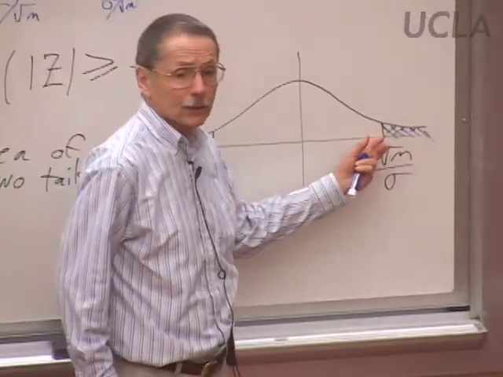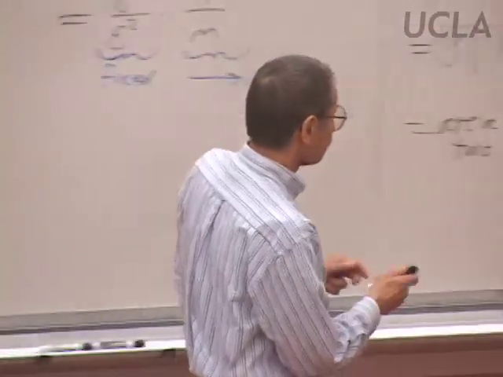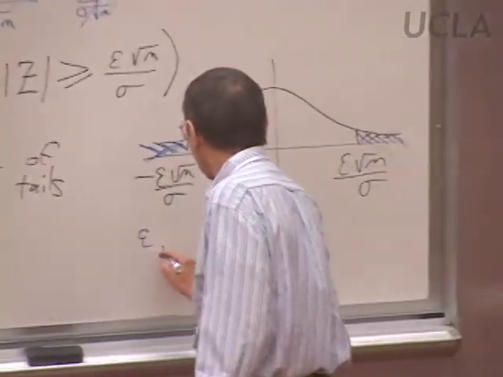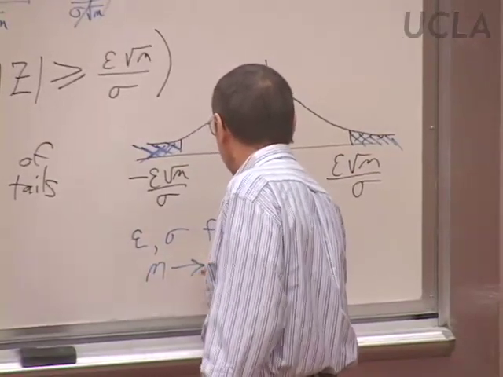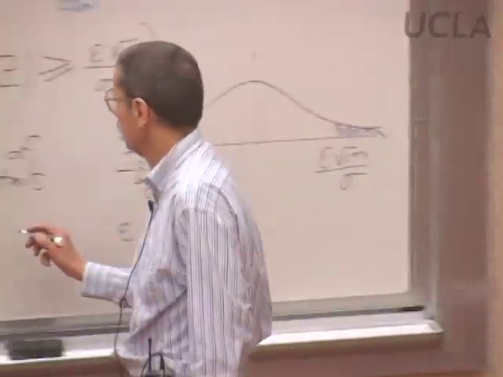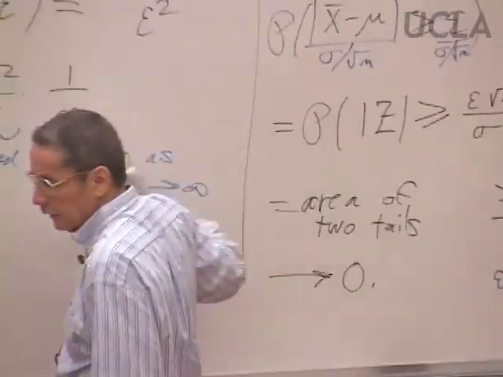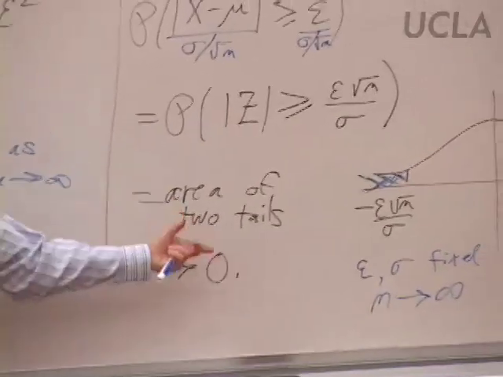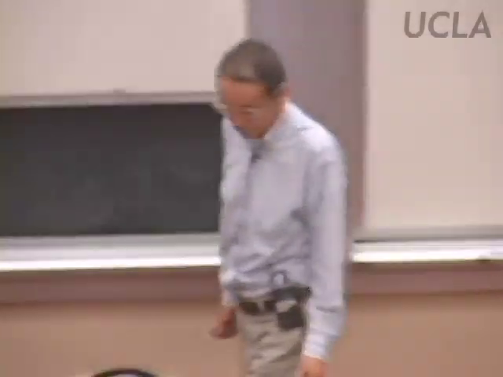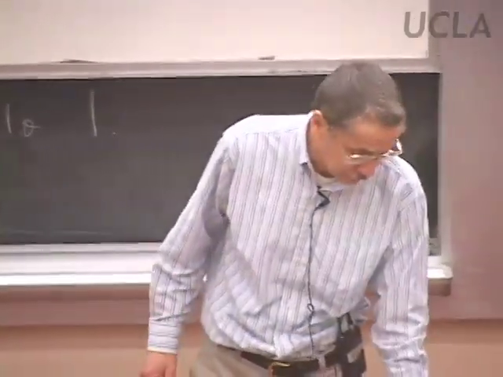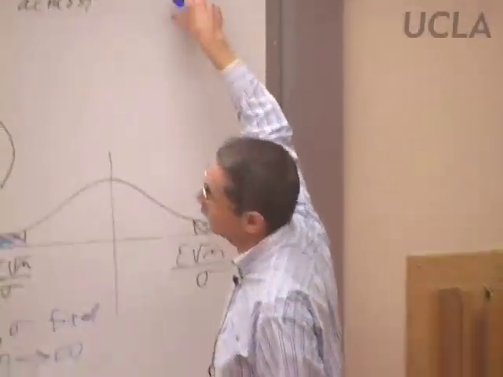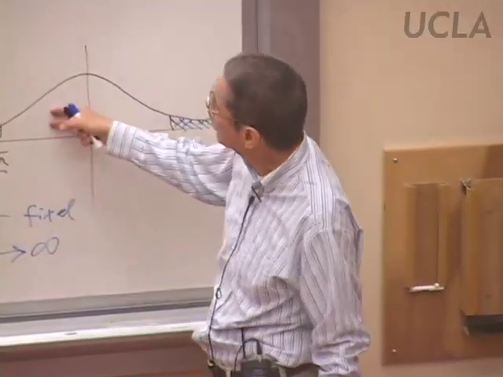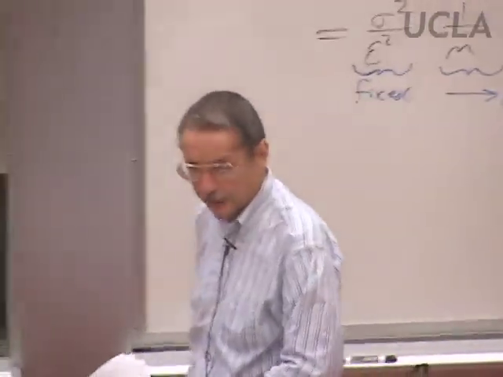Now, as n goes off to infinity, the square root of n gets larger and larger, and this number moves further away from the origin. Epsilon and sigma are fixed here. And n is going off to infinity, so the square root of n is going off to infinity. This probability is going to go to zero, as the law of large numbers says. Here we have two reasons why the law of large numbers is true. We can get it out of Chebyshev's inequality. We can get it out of the central limit theorem. Since we already knew the central limit theorem, in a way, we sort of already knew the law of large numbers. This probability has got to go to zero. These two things are connected.